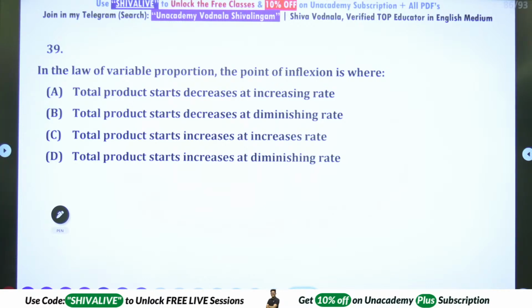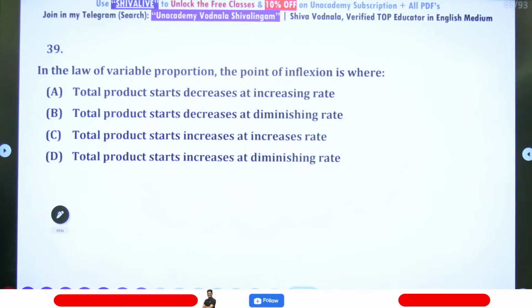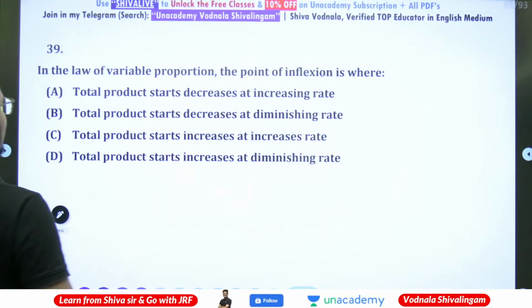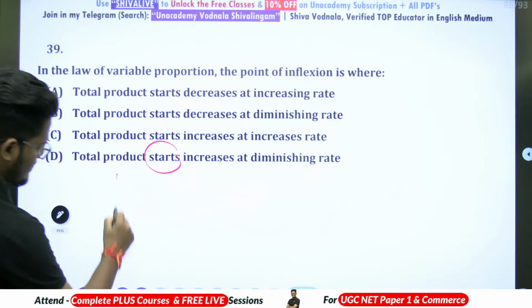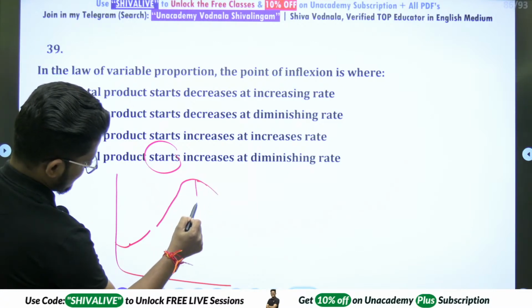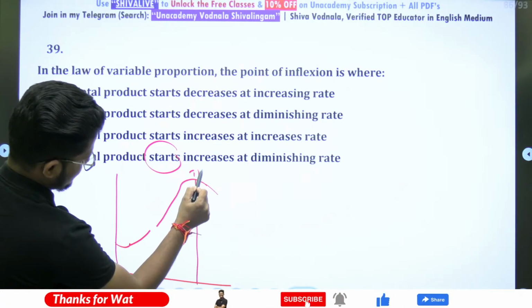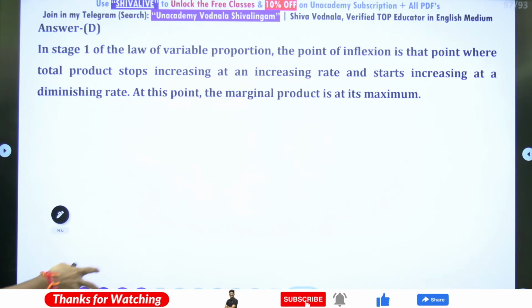In the law of variable proportion, the point of inflection is where the total product starts decreasing at an increasing rate, decreasing at a diminishing rate, increasing at an increasing rate, or increasing at a diminishing rate. So the answer for this question will be D. Here, total production will go like this, and this is the point of inflection, where total product starts increasing at a diminishing rate. That is option D.